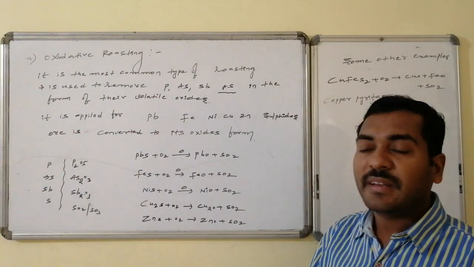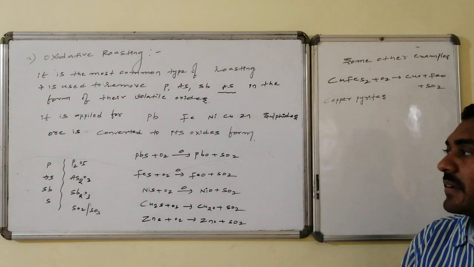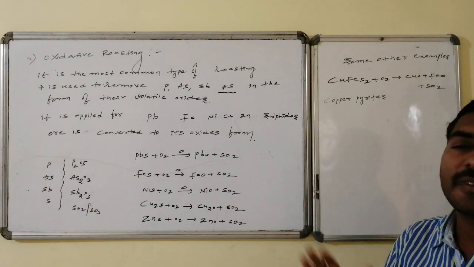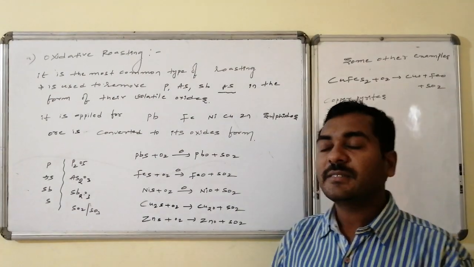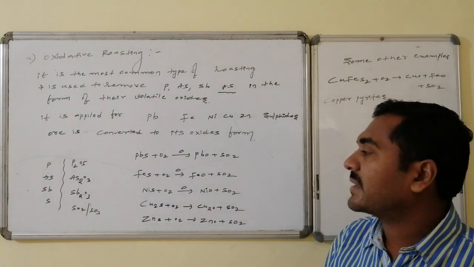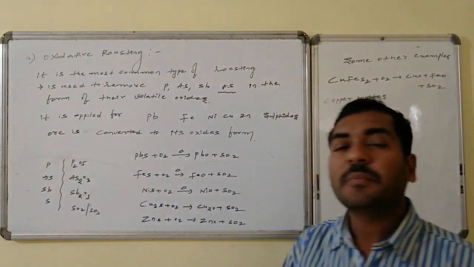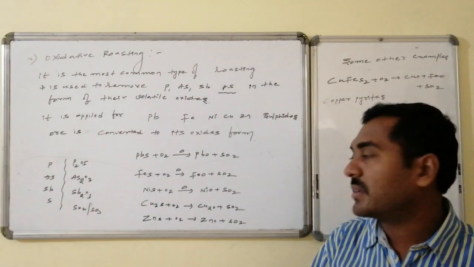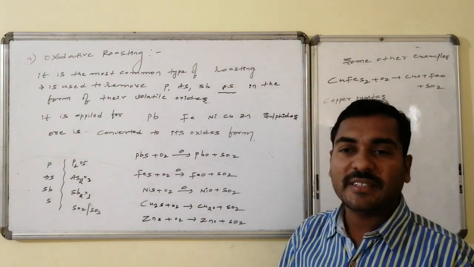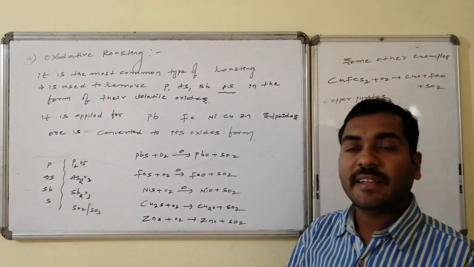It is applied for lead, ferrous, copper, nickel, and zinc sulfides, and the ore is converted to corresponding oxides, and sulfur is removed in the form of either sulfur dioxide or sulfur trioxide. Suppose the ore is present in the form of sulfides in association with phosphorus, arsenic, or antimony impurities; these are all converted to corresponding pentoxides or trioxides, which are volatile in nature, and they can get evaporated.